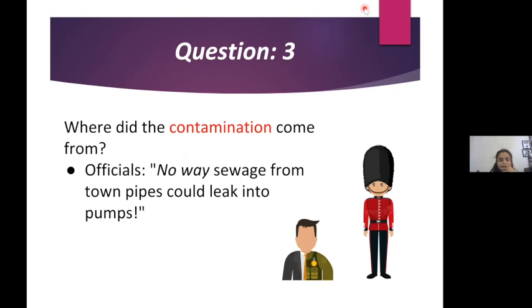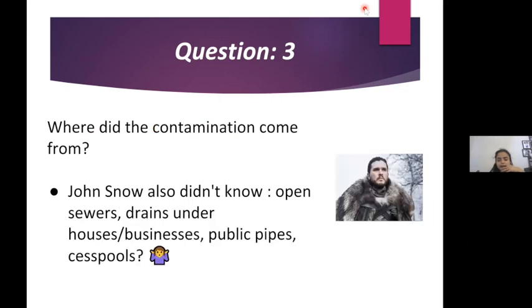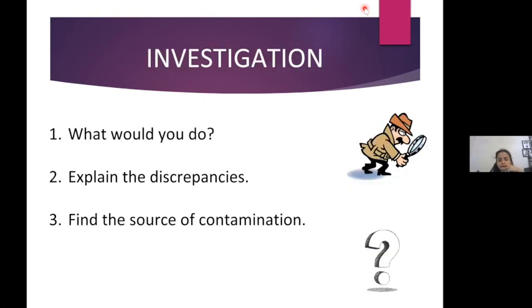If you follow newspapers of the era, the officials were like, no way, sewage from the town pipes does not leak into this pump, so there must be something wrong with the pump, right? John Snow also did a lot of investigation, and he wasn't sure whether it was open sewers, drains, public pipes, or cesspools. Where is this contamination coming from? He just couldn't figure it out. All right, so these are the 3 things that we are looking at today.